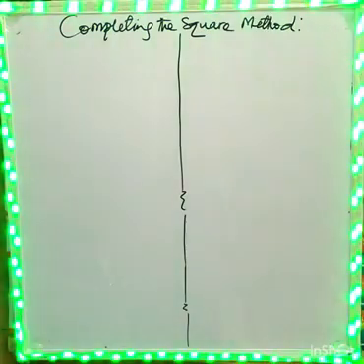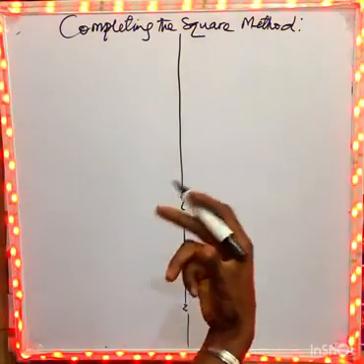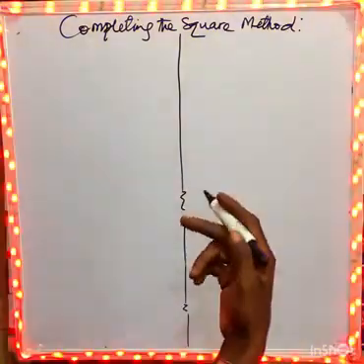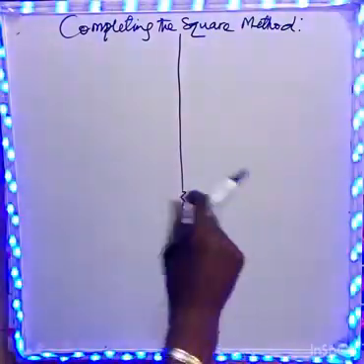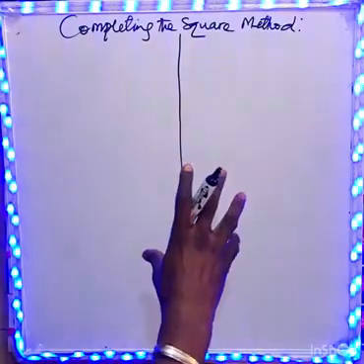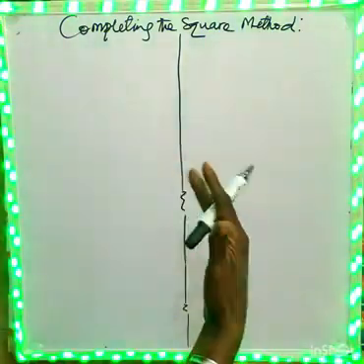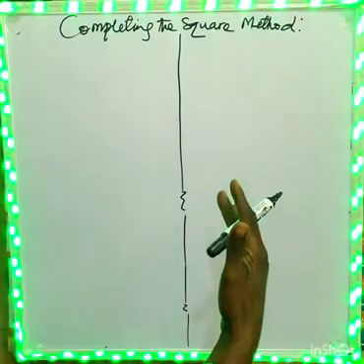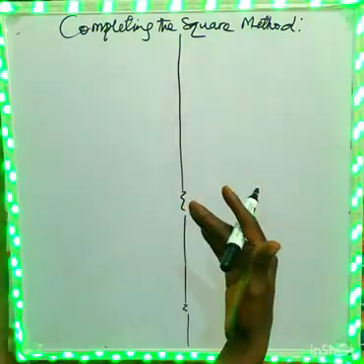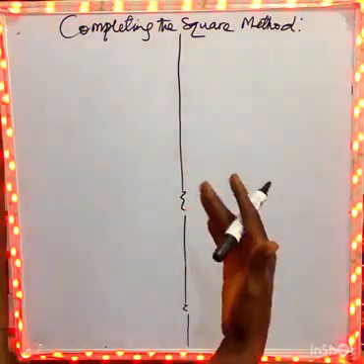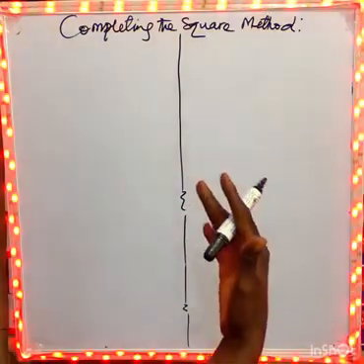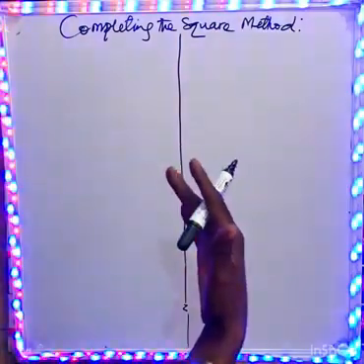Today we are going to look at the completing the square method. Last week we began to talk about the factorization method of solving quadratic equations. But this week we are going to look into the second method, which is completing the square. Now, we are going to look into the procedure on how to solve using the completing the square method.